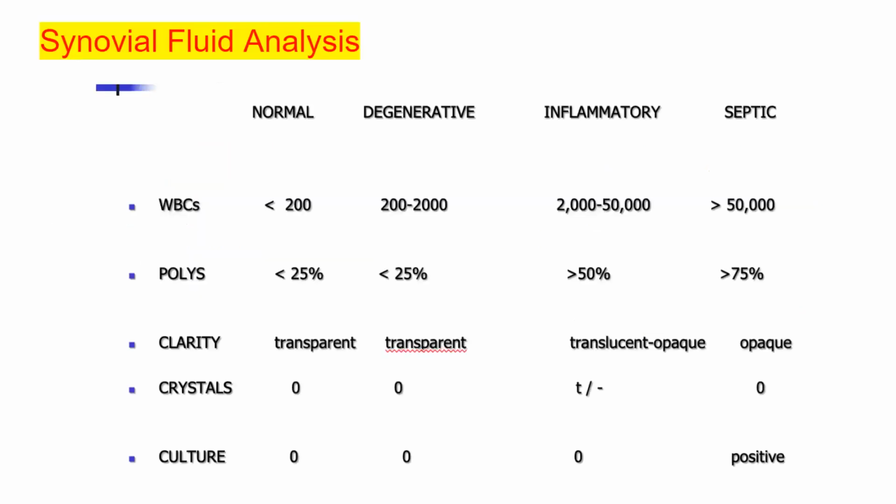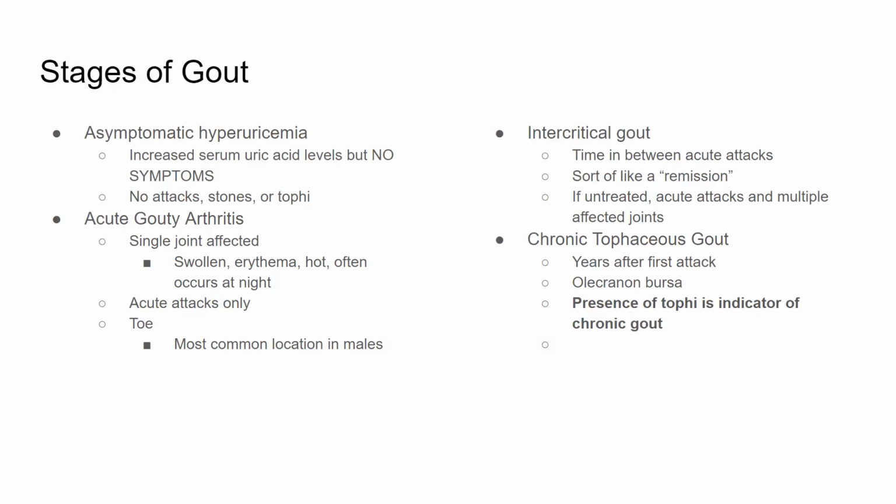Something I'll say too briefly on that. So tophi, it's really only seen if you don't treat your gout and you don't take care of it. But say you have chronic gout for a really long time, that's when you start to see those tophi. You're not going to see a patient come in with an acute gout flare who's never had any flares before. It's like a chronic thing. Right. So you won't see tophi. Yeah, and presence of tophi is actually what characterizes gout as chronic.